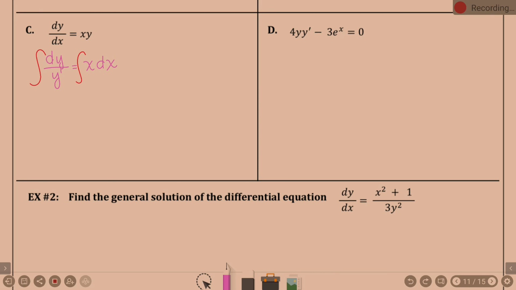Since we are integrating dy over y, this is just y to the first in the denominator, so this is natural log of y.